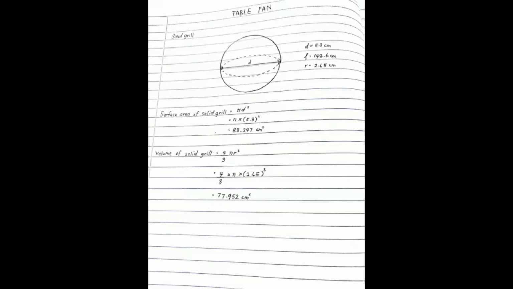So let's go. The first shape is the sphere, which is the solid grill. We use the surface area formula pi d square. Pi as pi and d, we put the diameter 5.3 cm and we got 88.247 cm square. And for the volume, we use the formula 4/3 pi r cube, which is 4/3 multiplied with pi, and the r we put 2.65 cm, and the total we get 77.952 cm cube.